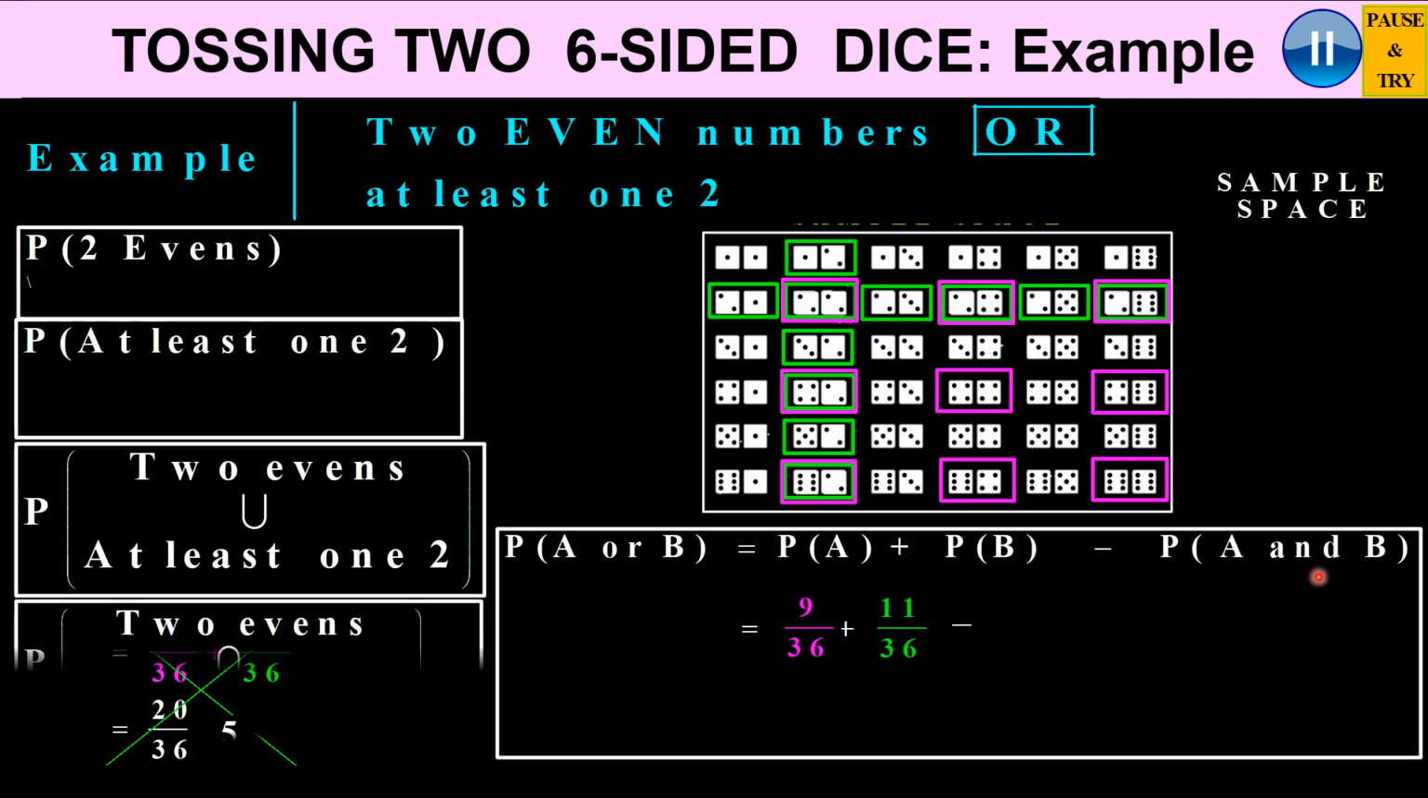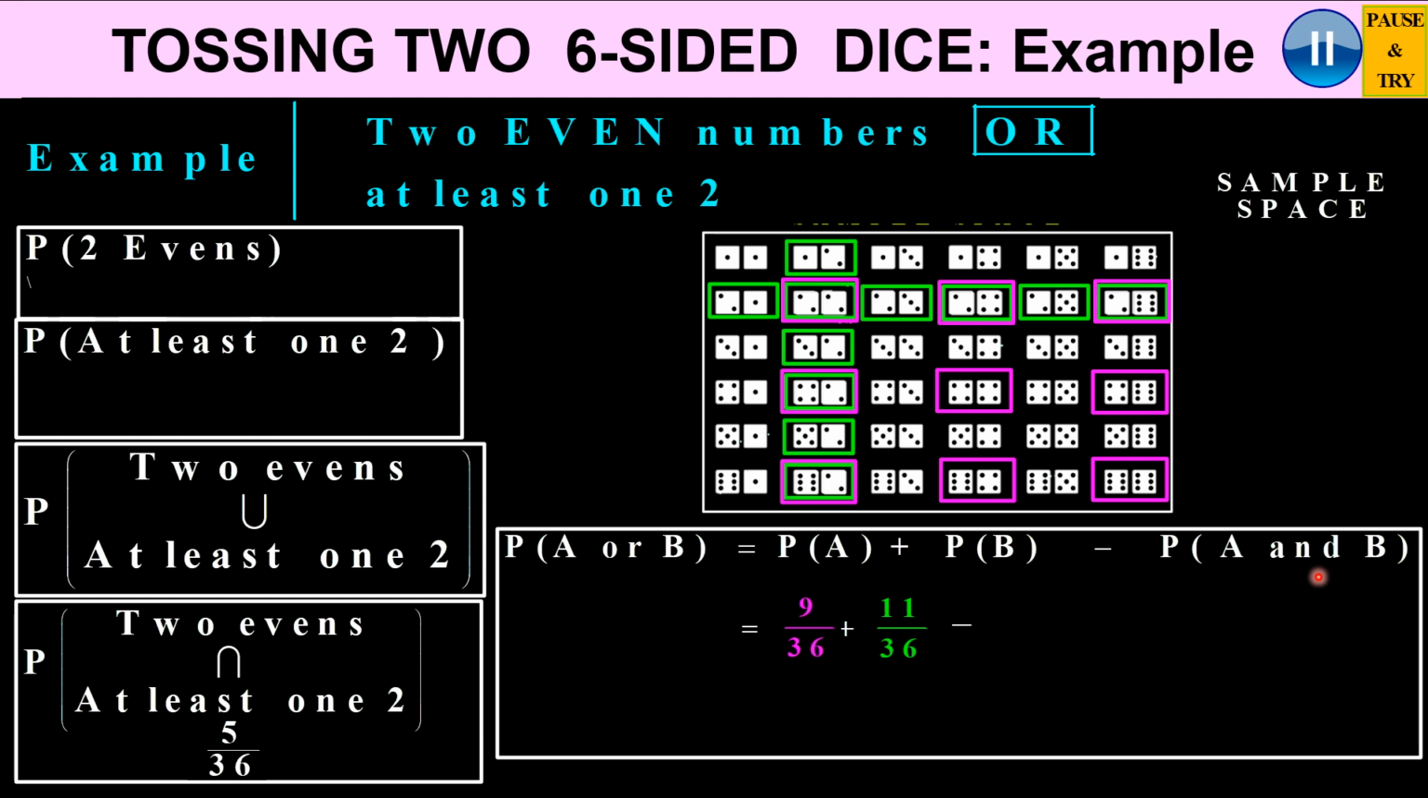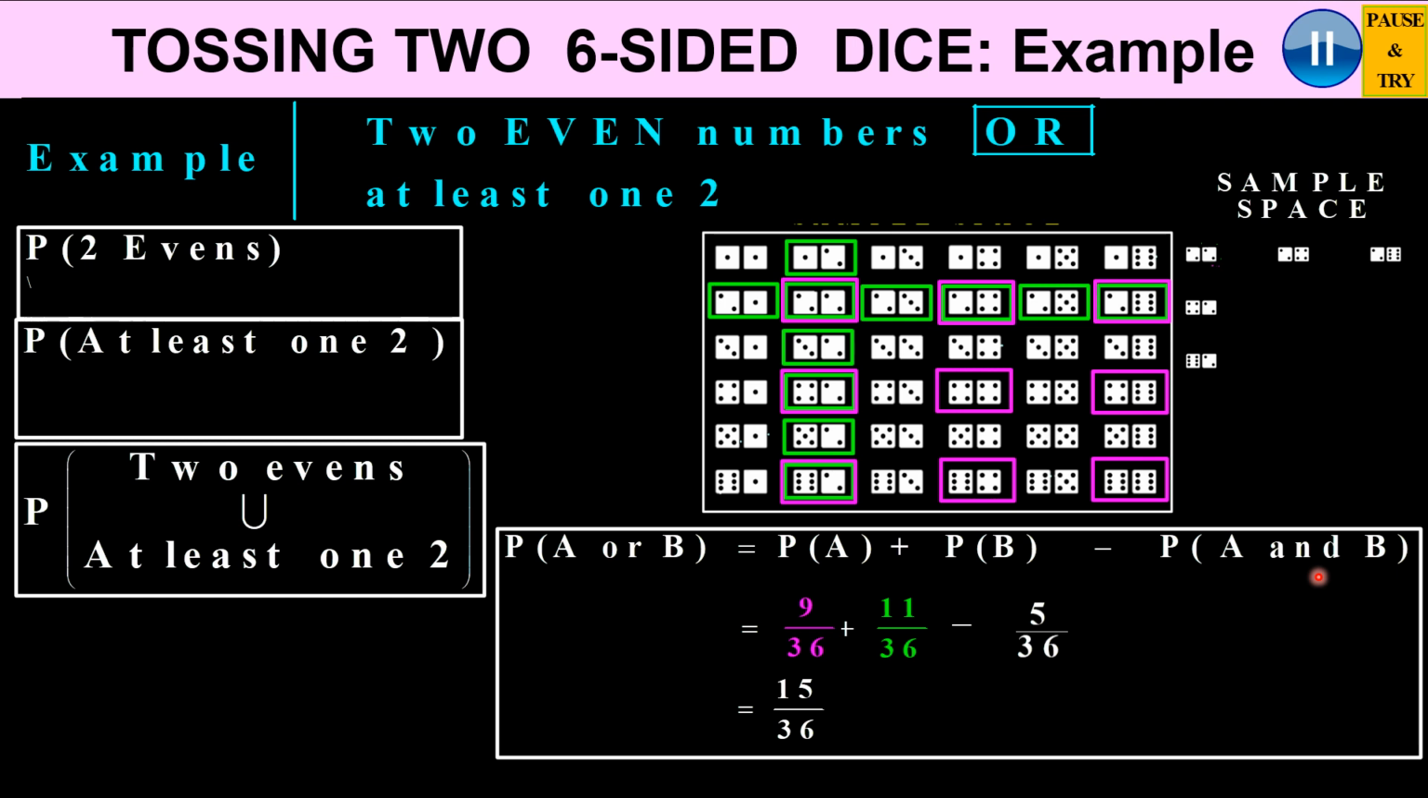But now because of the duplication, you see, I want to remove 2 evens and at least 1, 2. And if you look at that, that's the duplication I want to remove, and that is 5 over 36. If I do that little bit of arithmetic, 9 plus 11 subtract 5 is 15, and 15 over 36 I can easily simplify as 5 over 12, right? So that's the probability of getting two even numbers, or at least one, 2.